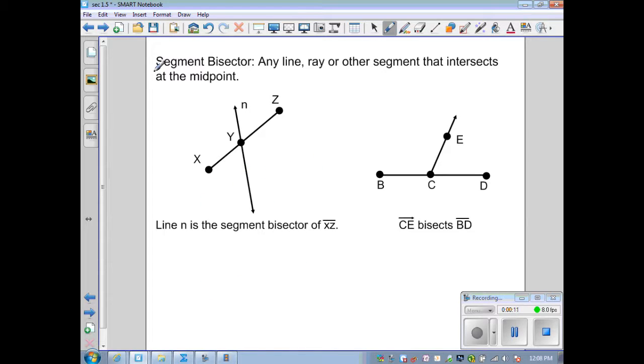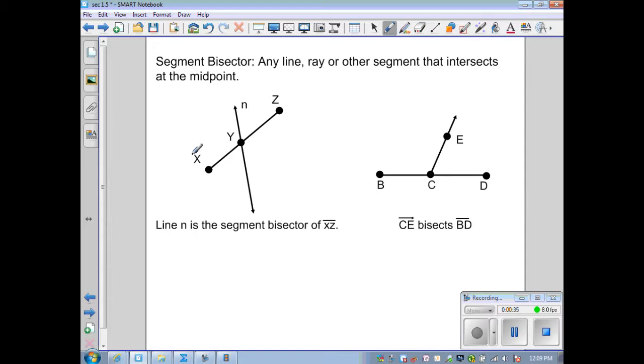Definition of a segment bisector: any line, ray, or other segment that intersects at the midpoint. Let's take a look at a couple of diagrams that represent segment bisectors. Here, line N is the segment bisector of segment XZ. Therefore, in the diagram, I know that line N must intersect or go through the midpoint of segment XZ.